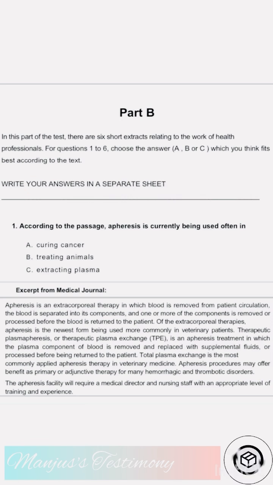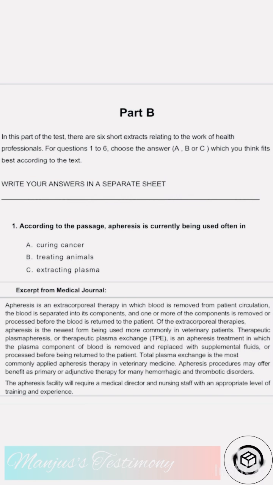So before we read the options, in that we read curing cancer, treating animals, and extracting plasma. Did you see anywhere anything said about curing cancer or extracting plasma? There were some sentences about extracting plasma, like therapeutic plasmapheresis or therapeutic plasma exchange is an apheresis treatment in which the plasma component of blood is removed and replaced with the supplemental fluids, right?